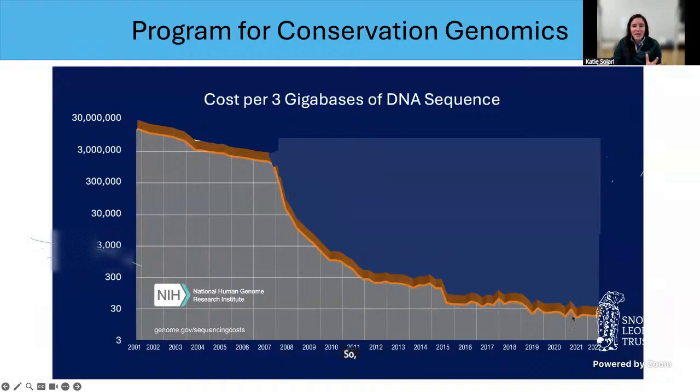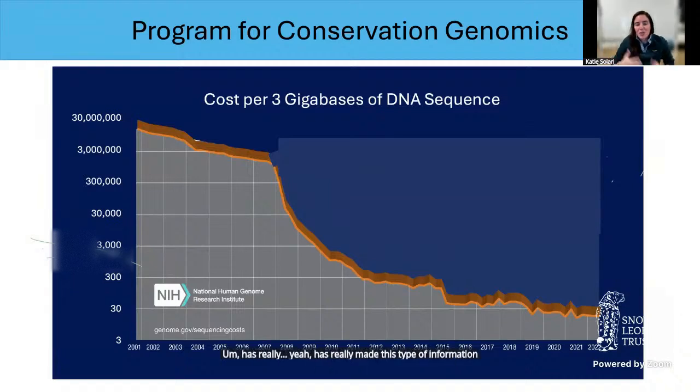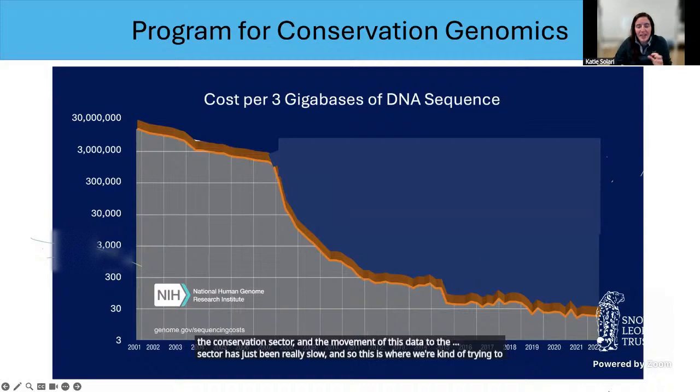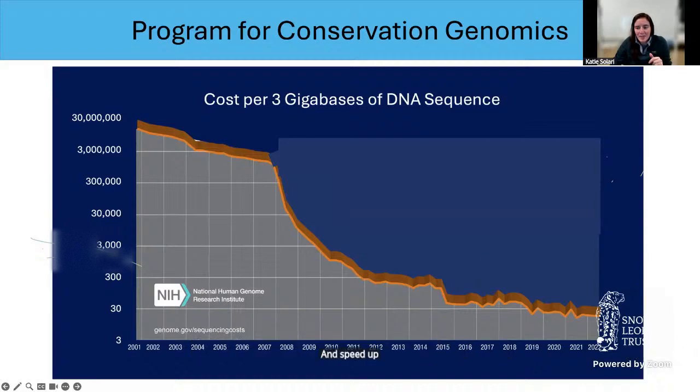So this precipitous drop has really made this type of information accessible to the conservation sector. And the movement of this data to the conservation sector has just been really slow. And so this is where we're trying to step in and speed up this movement of information into this different space.